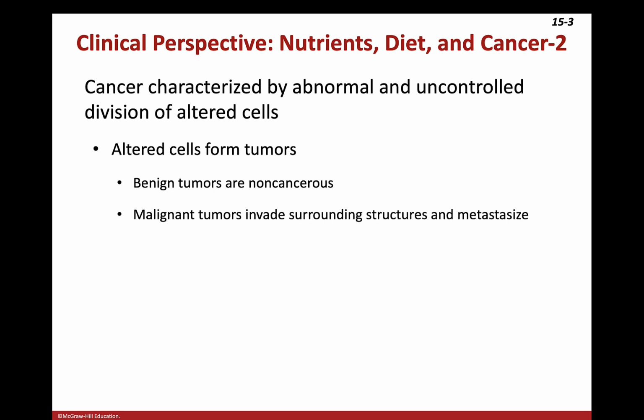Now, there are two different types of tumors that can occur. Benign tumors are those that are considered to be non-cancerous, whereas malignant tumors are those that will invade surrounding structures and metastasize, which is spread to other areas of the body. Now, not all cancers will metastasize, and it is something that is specific to cancers. Two cancers we know in which significant metastasization takes place are lung cancer and also breast cancer.